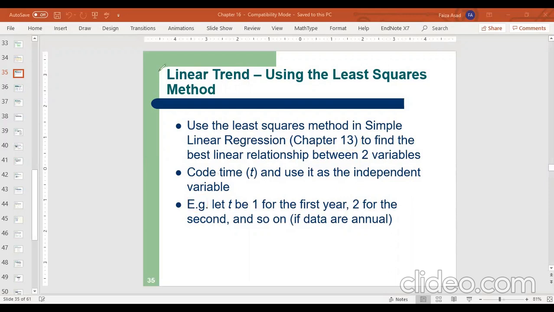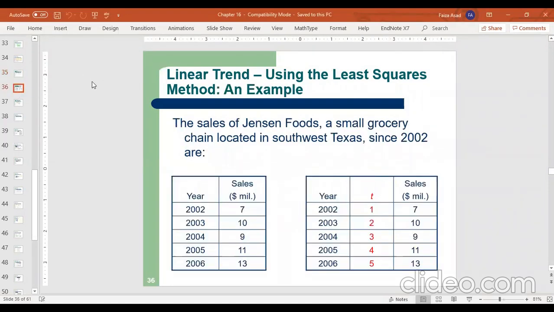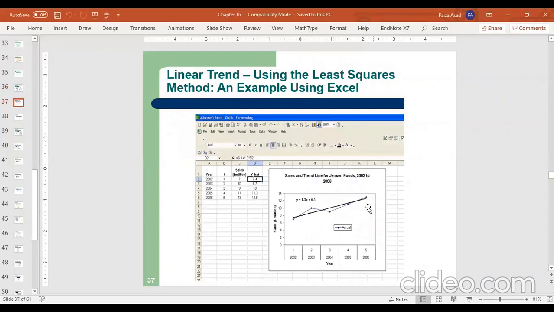So let's move on to the next slide and see the example. This data is going to be used in a linear trend by using the least square method. The sales of Jensen Food, a small grocery chain located in Southwest Texas, since 2002 are given from 2002 to 2006. Sales are also given for each year. Years are coded as these numerical values from 1 to 5. We will run this data in Excel. We are not calculating this data manually.